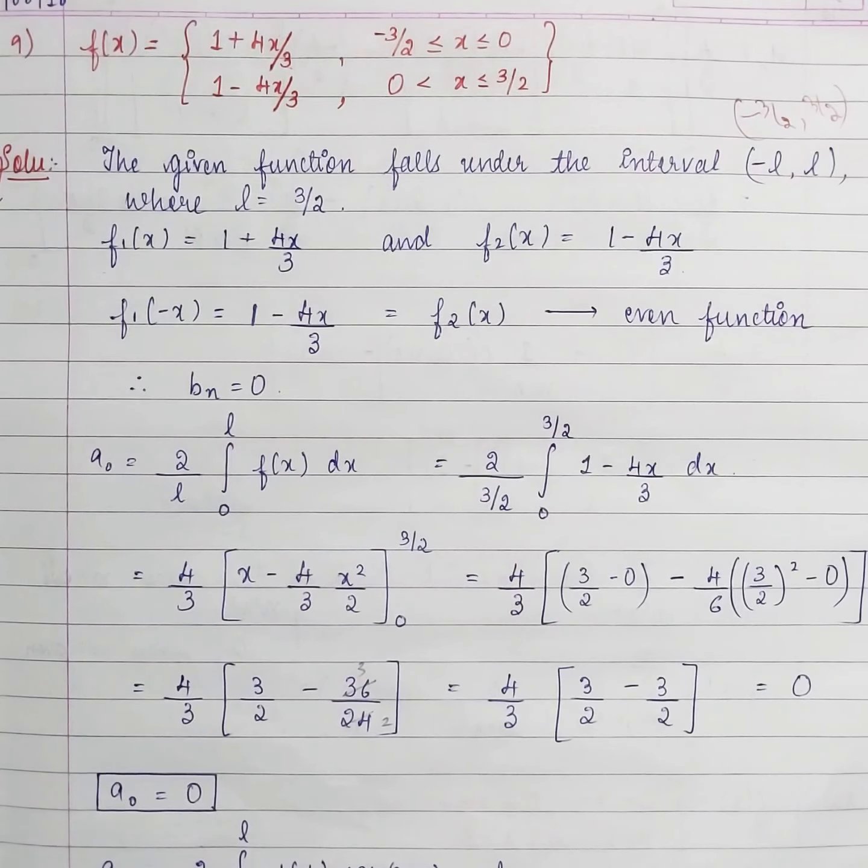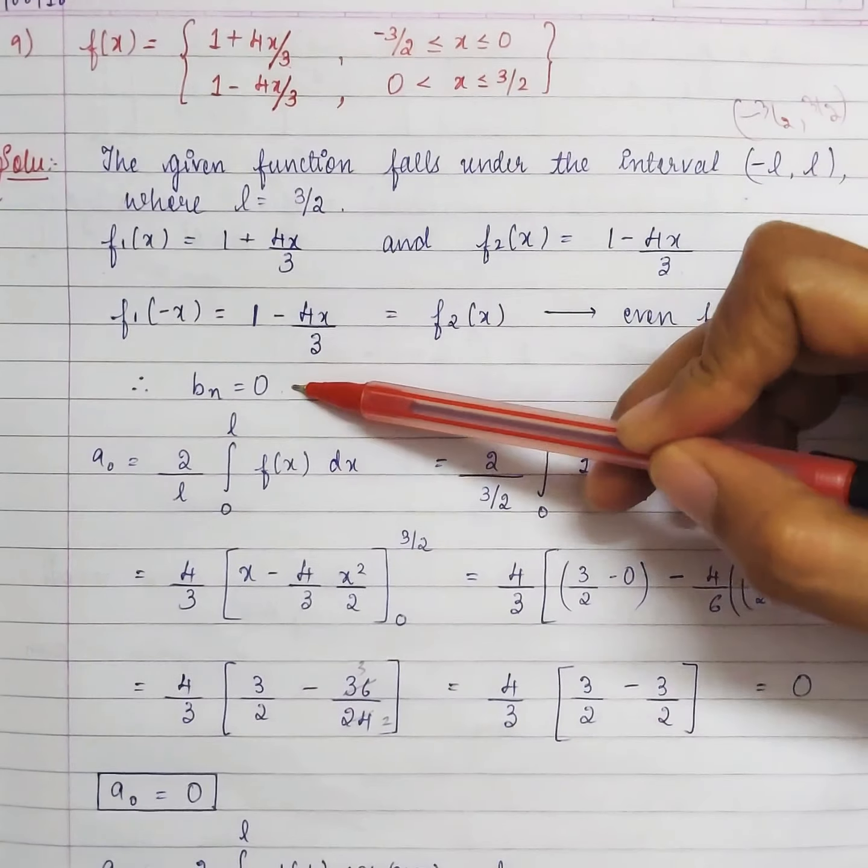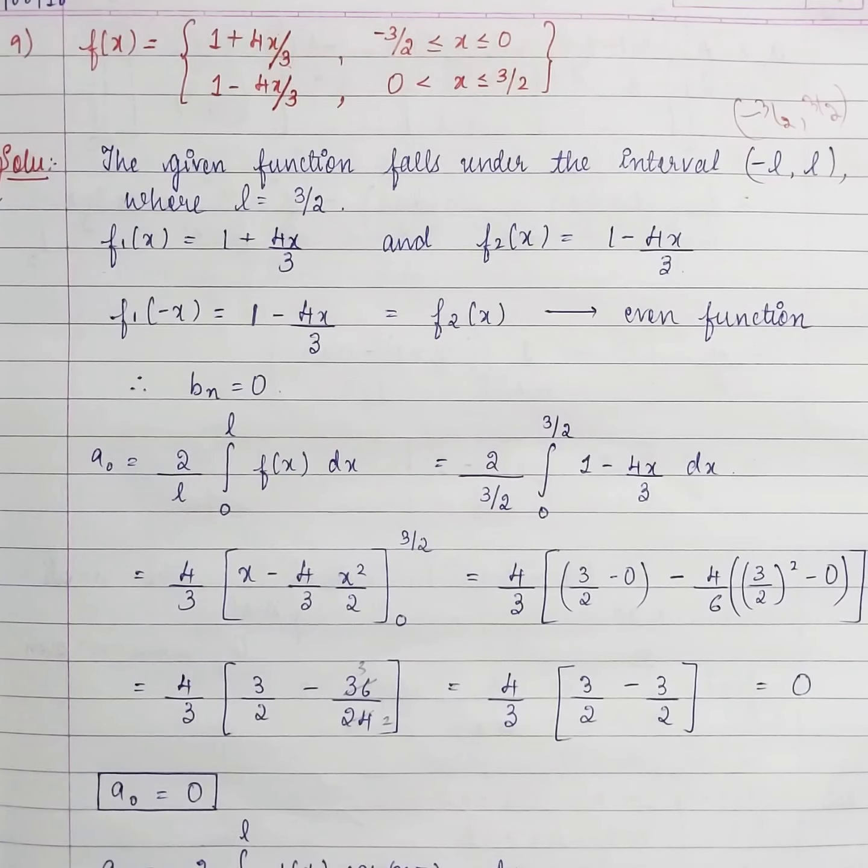So what's the happy news? If the function is even, no need to find Bn. Bn will become 0. Good. At least now we have to find only two integrals, that is a0 and an. What is the formula for a0?